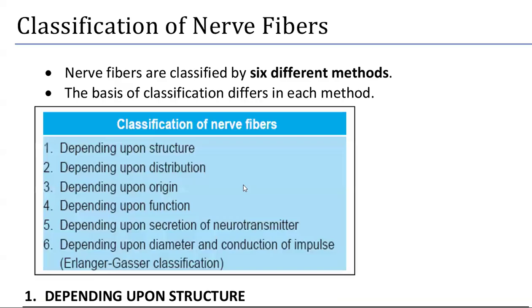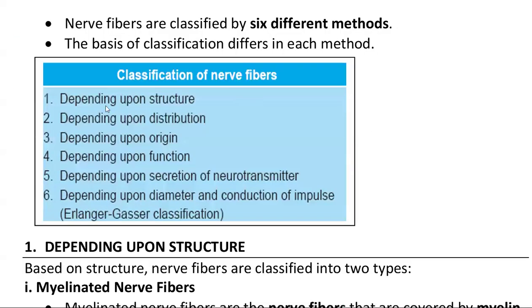So the classification of nerve fibers is depending upon structure, distribution, origin, function, secretion of neurotransmitter, and diameter and conduction of impulse, the Erlanger-Gasser classification.